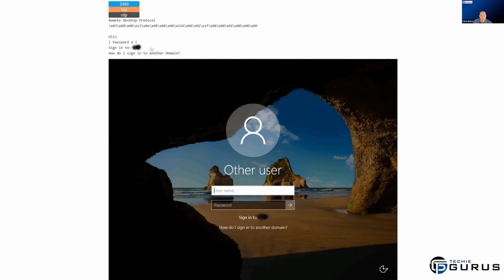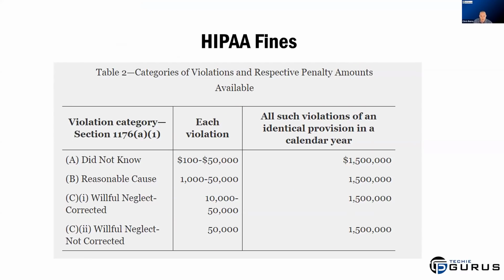This is why it's scary. And this is where it gets worse for them. If they get ransomed, if they get attacked, and they have to report a violation, if they didn't know about open RDP, because maybe their IT provider did it, they might get lucky and get off on a $100 fine per record. They have 10,000 records, it's a $1 million fine.